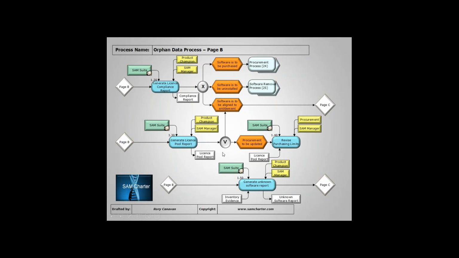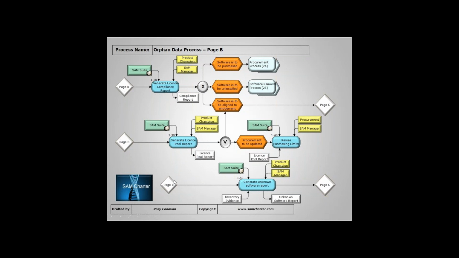If we find that actually it is spare, it is reserve, then we need to make sure that we update procurement of purchasing limits, because it could be we've reached that point where we have, if you like, enough fat in the organization. We recognize that the software we have meets the expected peaks of demand for those given titles.